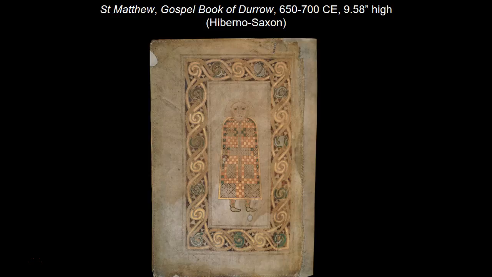So let's take a look at some of these. So we've got a page here from the Gospel Book of Durrow. And it is a page that is a frontispiece to the Gospel of St. Matthew. So St. Matthew is one of the evangelists, right? So he has a gospel book, and this is not St. Matthew that we're seeing in this image. Instead, this is St. Matthew's symbol. Remember, each of the evangelists had a symbol. Well, Matthew's was the man, right? And so this is just a man.